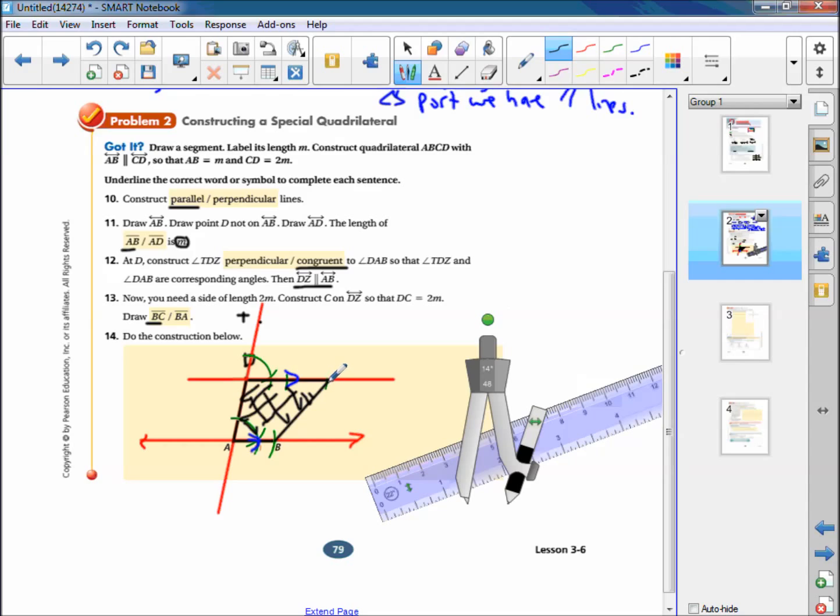That's in here. It's got four sides. And this side right here is twice as long as that side. And those two sides are parallel to each other.